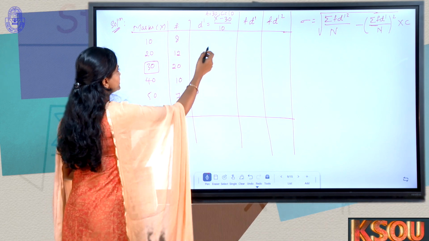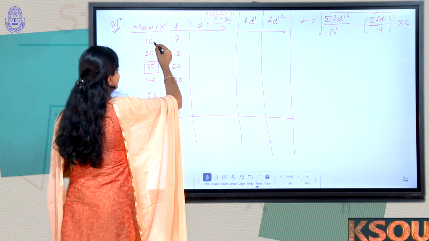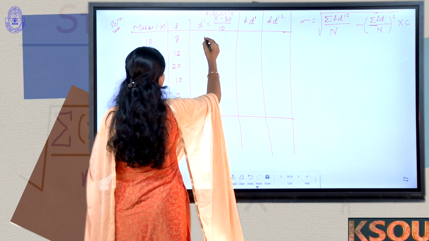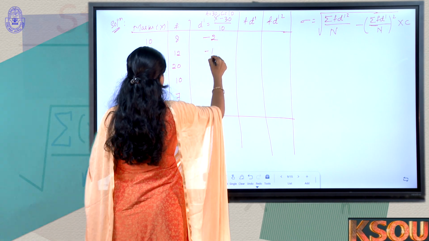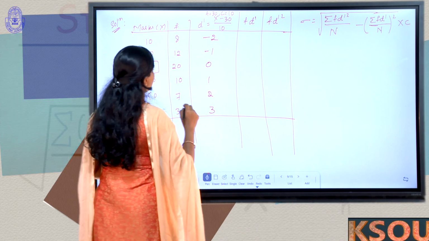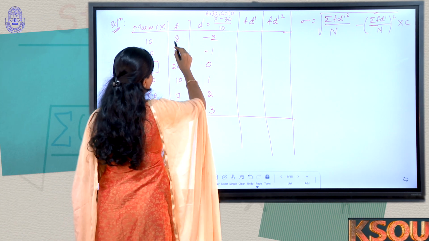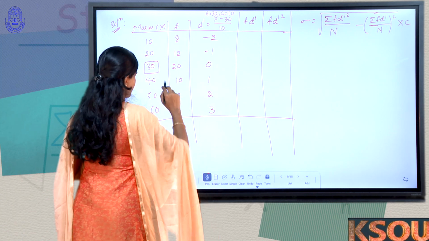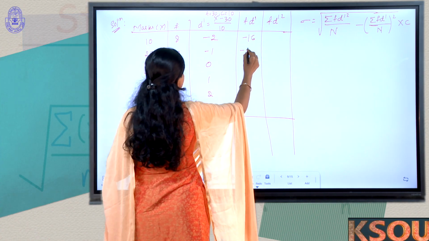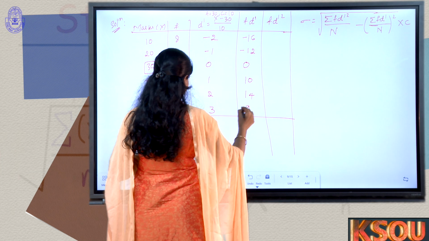So, x minus 30 by 10. So, 30 and 10 are common here. You will have to take the x value individually here. So, for the first one, you will have to get the value minus 2, then minus 1, 0, 1, 2, 3. Now, you will have to calculate the FD dash, that is f into d dash. So, 8 into minus 2, 12 into minus 1, like that you will have to calculate here. So, for the first one it is minus 16, then minus 12, 0, 10, 14, 9.